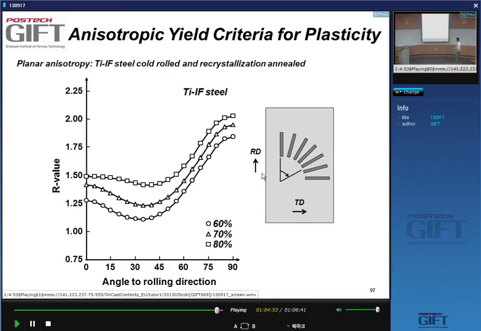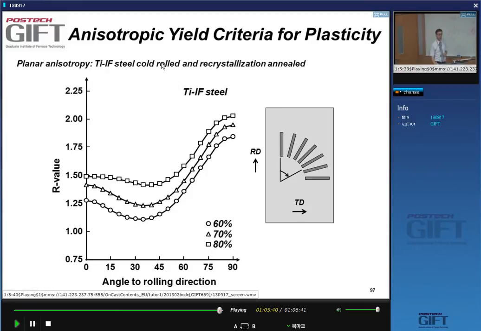This property can, however, also be sensitive to the direction in which you take the specimen in the plane of the sheet. So you also have planar anisotropy. And you can measure this because if you measure this R value at different angles, you find this quite complex behavior. The reason why we have this complex behavior is due to texturing, and the texturing itself is a result of the processing.